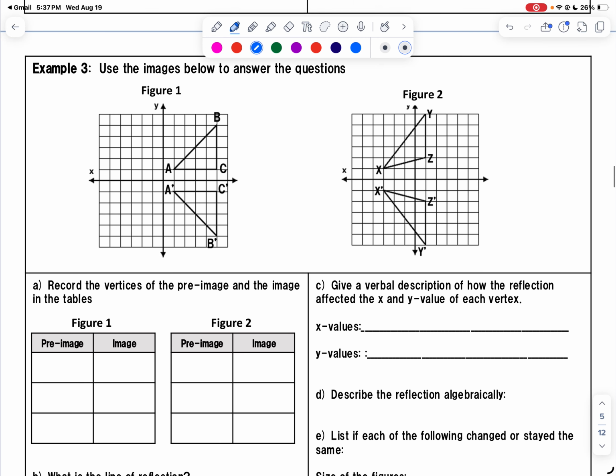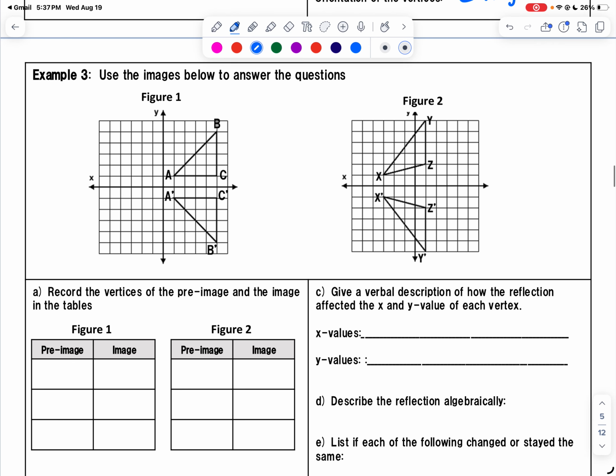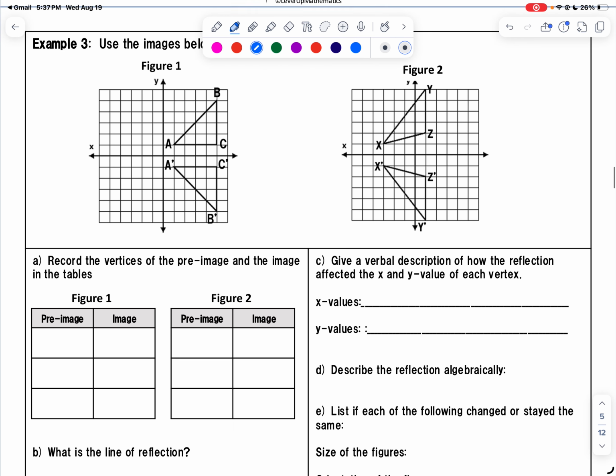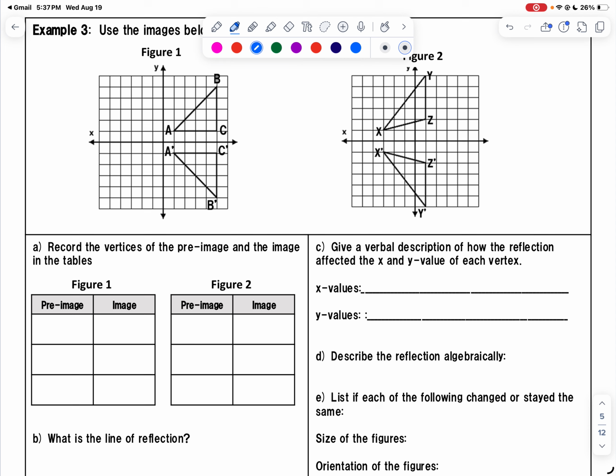So in example 3, it says use the images below to answer the questions. In figure 1, we have triangle ABC, and then A prime, B prime, C prime, and then XYZ and X prime, Y prime, Z prime. So we're going to do the same thing. We're going to record the vertices of our pre-image and our image. So our pre-image was A, B, C. Our image would be A prime, B prime, C prime. On figure 2, X, Y, Z, and then X prime, Y prime, and Z prime.